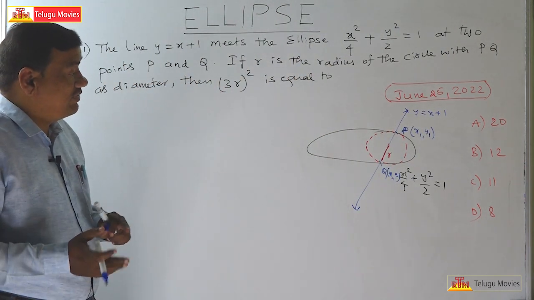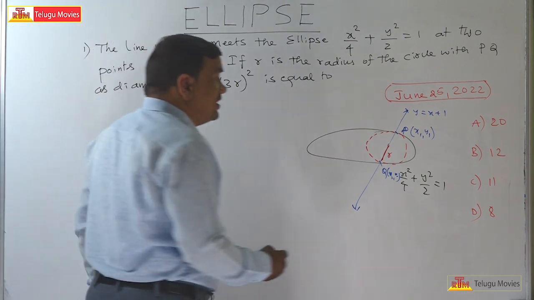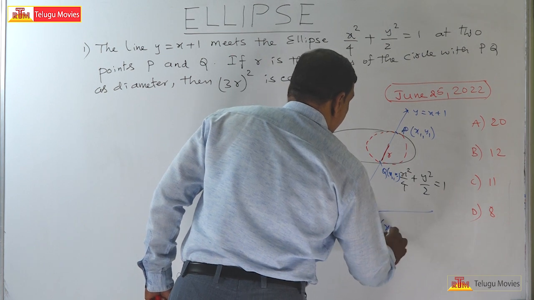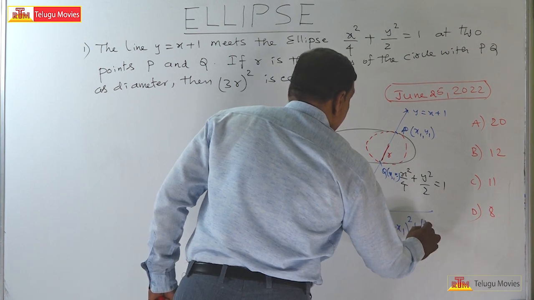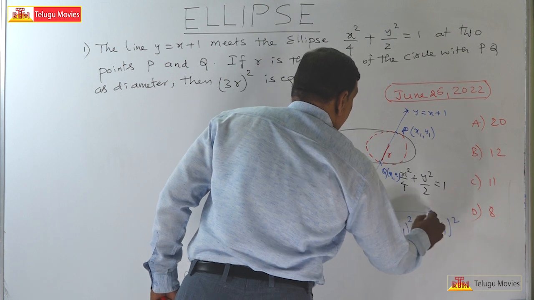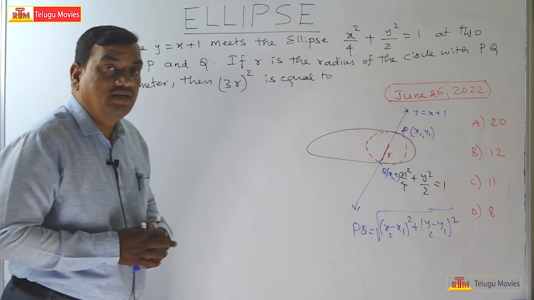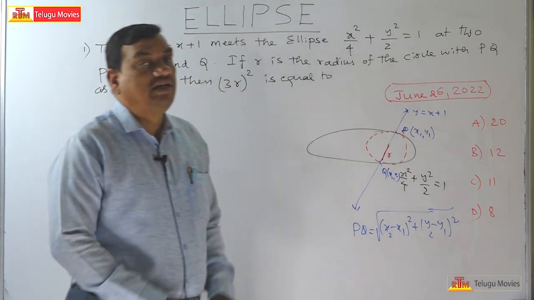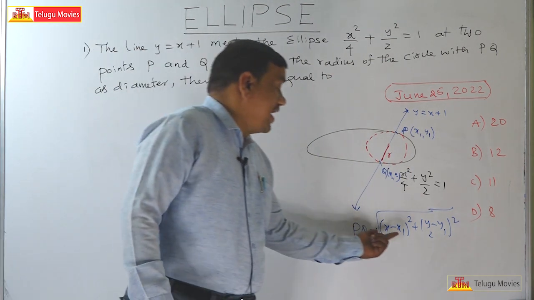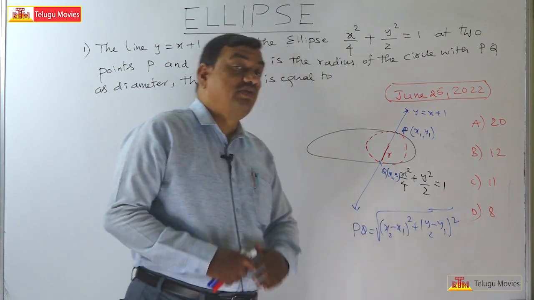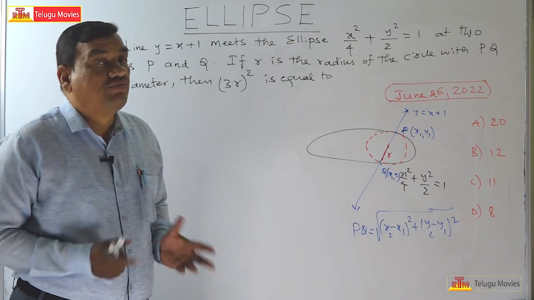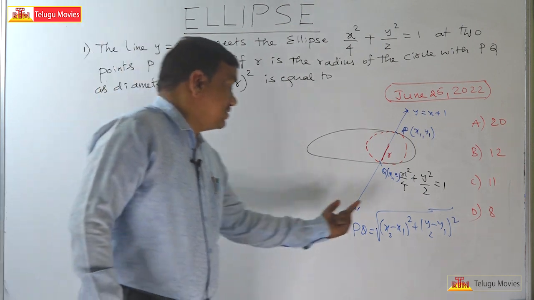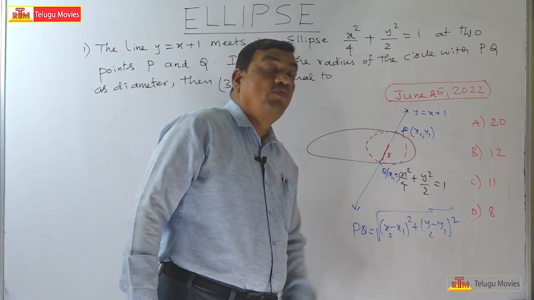That means you have to find out x1, y1 and x2, y2. What is the distance between PQ? PQ distance is root of x2 minus x1 whole square plus y2 minus y1 whole square. Again, there is no need to find out x1, y1, x2, y2 separately. If you find out the value of x2 minus x1 and y2 minus y1, it is enough. So simply find out the x2 minus x1 value and the y2 minus y1 value.